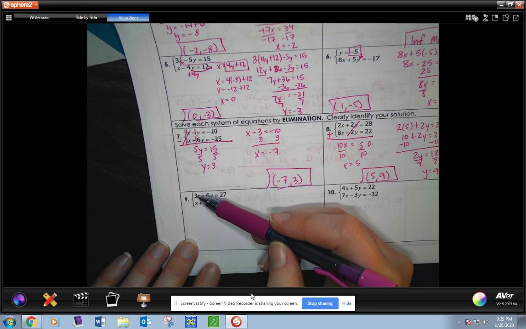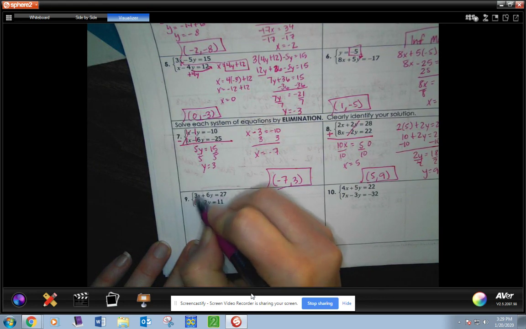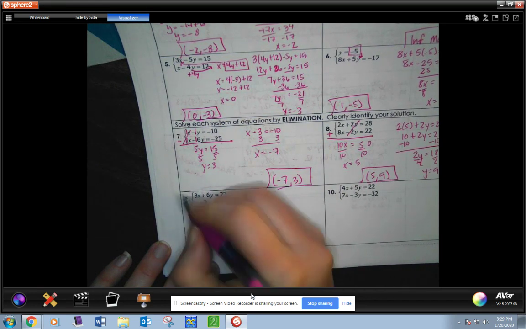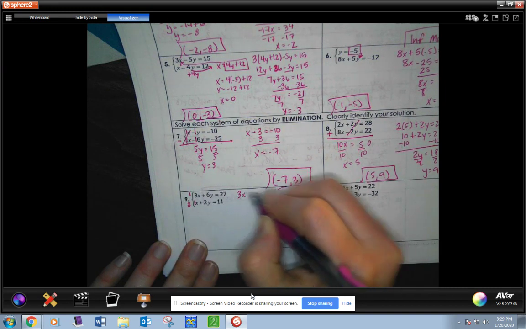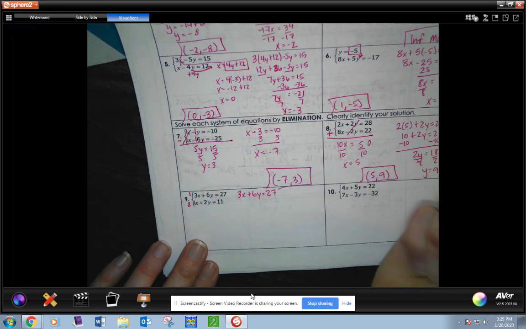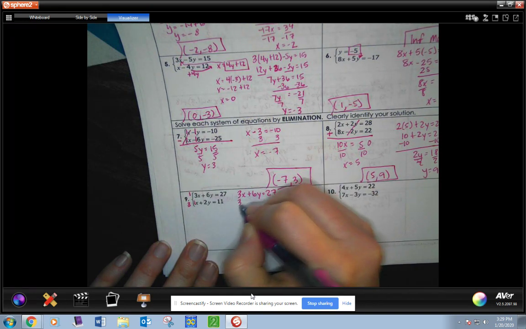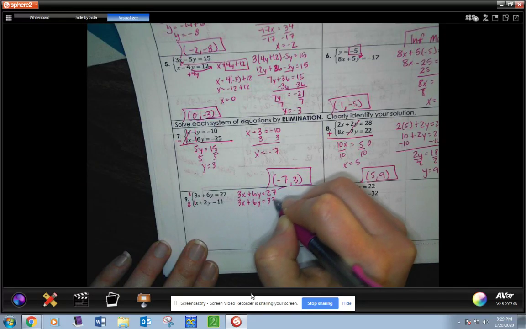For the 9, the x's and the y's are different. So since I have a 3 and a 1 and a 6 and a 2, I'm going to go 3 and 1. I'm going to flip them and multiply by the flip. So 1 times 3x is 3x, 1 times 6y is 6y, and 1 times 27 is 27. 3 times 1x is 3x, 3 times 2y is 6y, and 3 times 11 is 33.